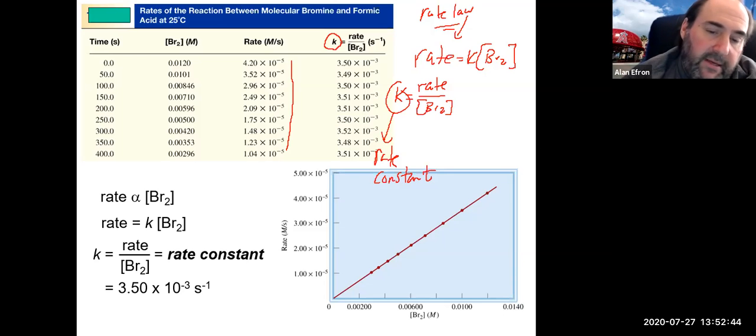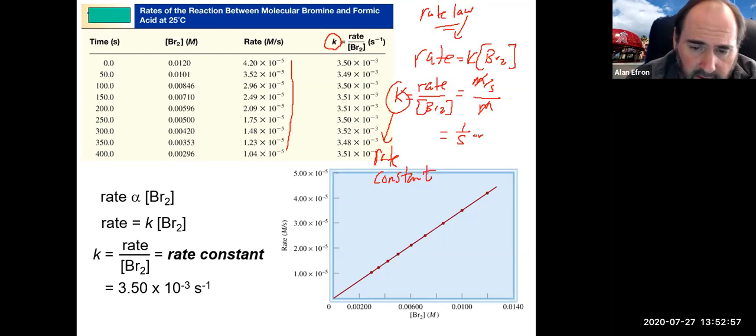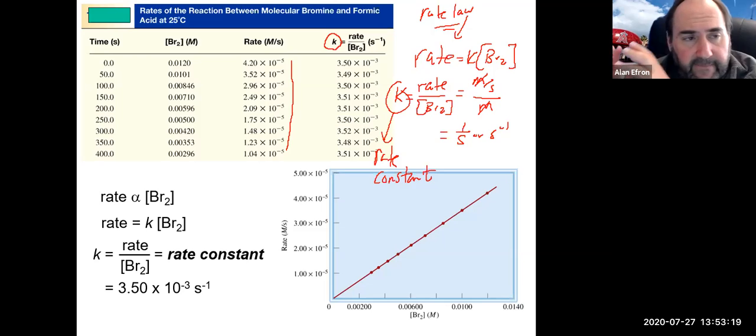If we look at units here, the rate is typically molarity over seconds, and the concentration is molarity. So in this particular case, we get a rate constant of 1 over seconds, or reciprocal seconds. As we'll also learn in this chapter, when you see the units associated with the rate constant, it gives you some important pieces of information. For example, when we see a k value that has units of 1 over seconds, reciprocal seconds, 1 over some unit of time, that is very much a first order reaction.